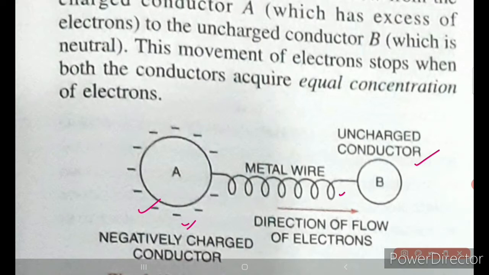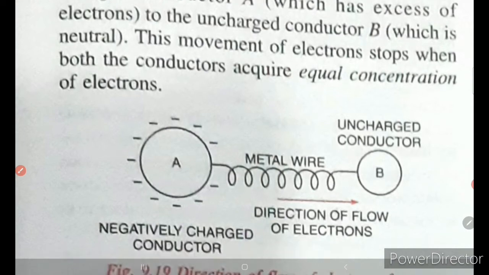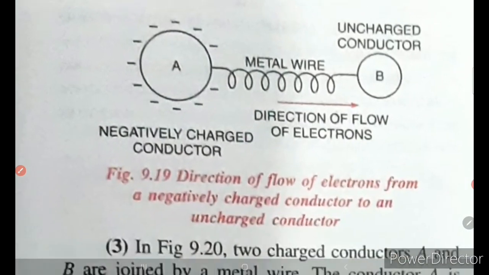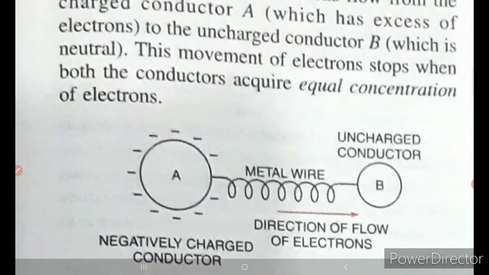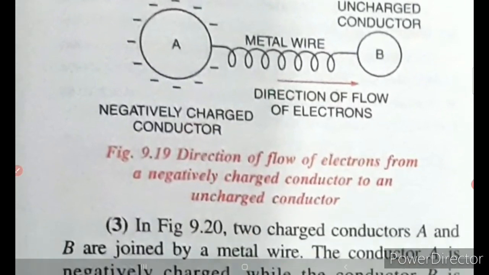Now this conductor is charged and it has negative charge because of the larger number of electrons. Since we are learning the direction of flow of electrons, the electrons will flow from the charged body to the uncharged conductor, unlike before. It will continue till all the excess electrons from A reach B, that is, till both the conductors acquire equal concentration of electrons. That means both of them should become neutral.